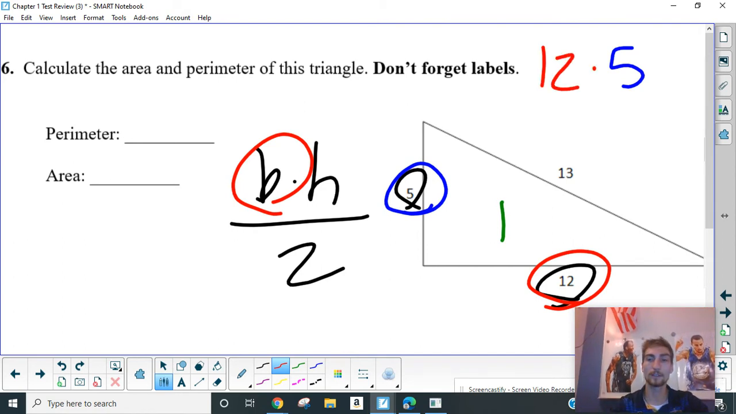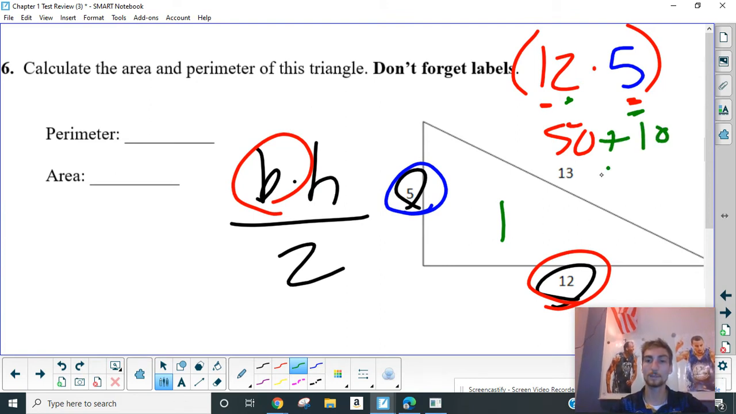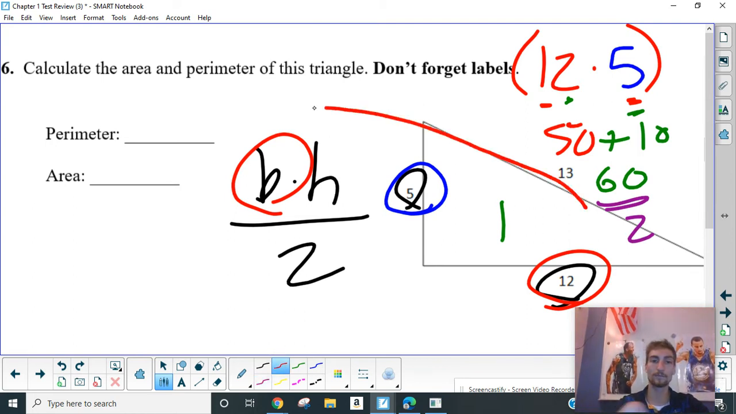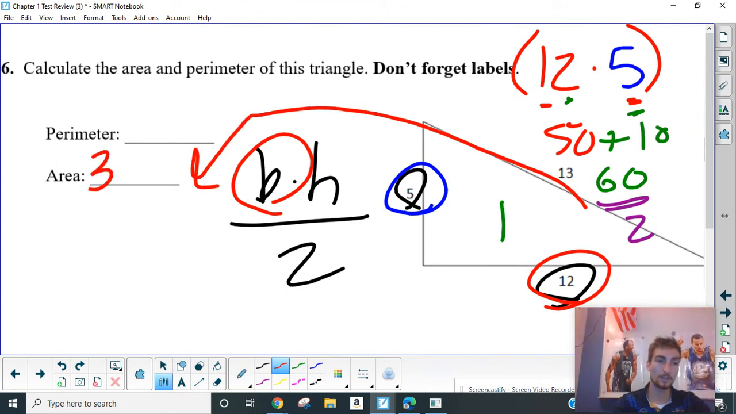12 times 5 is going to give me what? Let's see, 5 times 10 is going to give me 50. 2 times 5 is going to give me 10. So that would be 60. And now I need to divide it by 2 because it's half of a rectangle. So I do 60 divided by 2. That's going to give me 30. So for my area, it's going to be 30.